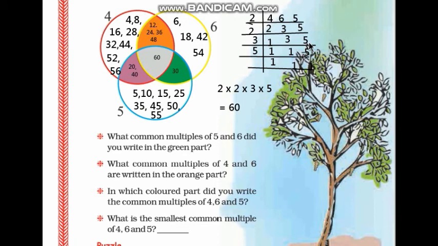Here is the other method to find the smallest common multiple of 4, 6 and 5. First we write 4, 6 and 5. Then we write 2 here because it is divisible by 2, a prime number. 2 2s are 4, 2 3s are 6. And 5 we write as it is because it is not coming in the table of 2. Here 2 1s are 2, 3 as it is, 5 as it is.